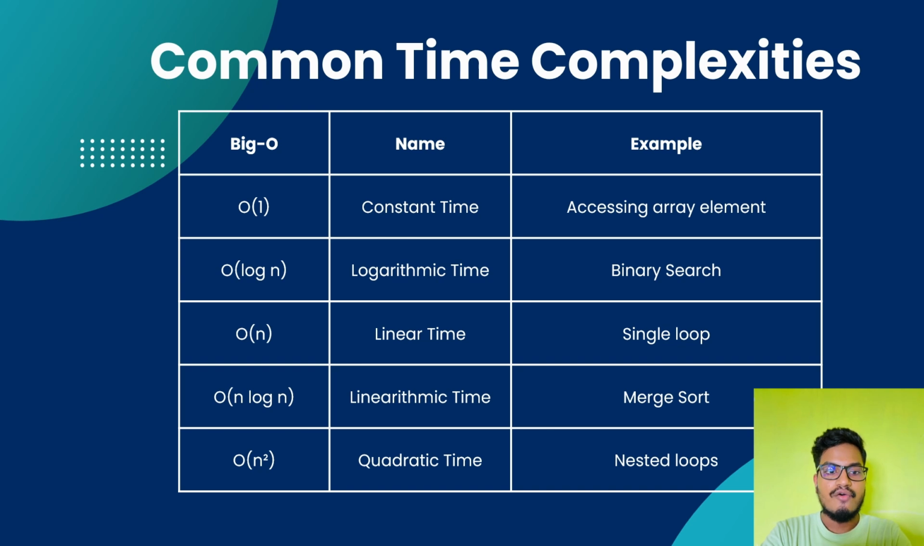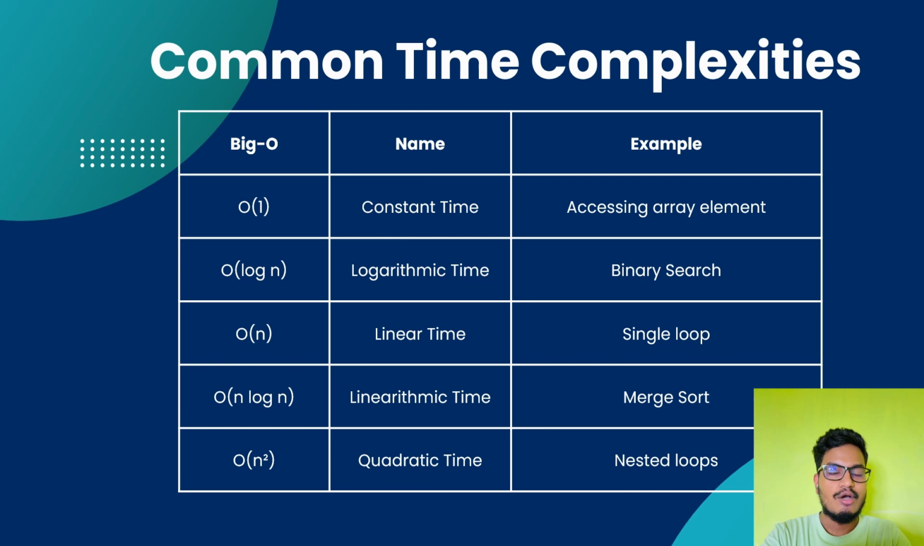Next, O of n, linear time. This means the algorithm processes each element once. If you have 10 items, it takes 10 steps. If you have 1 million, it takes 1 million steps. It's predictable but not always efficient.